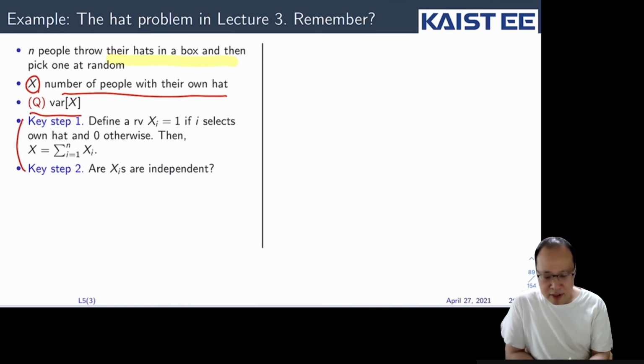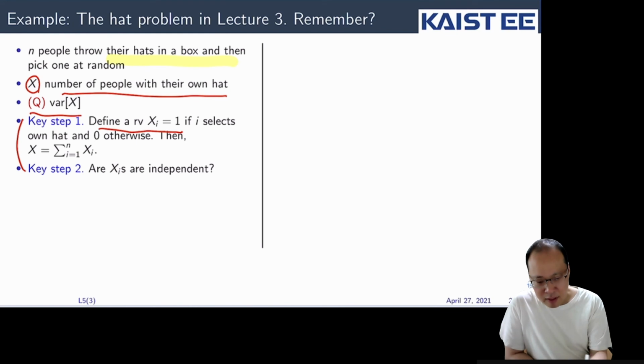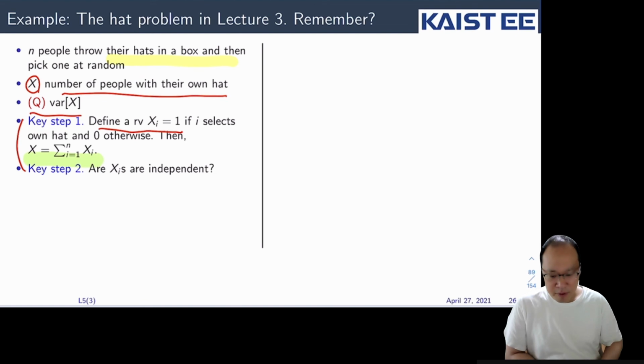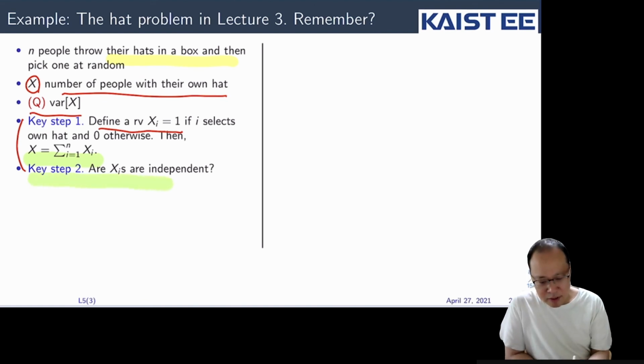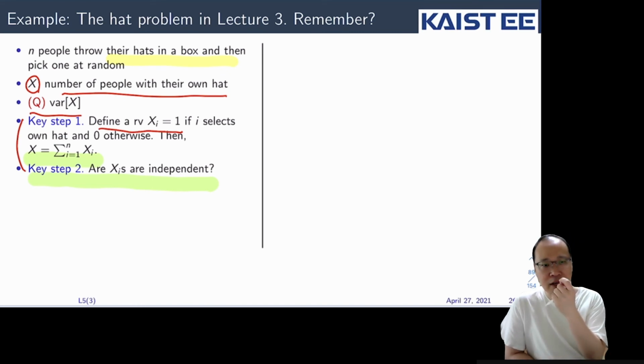And in computing this, there were 2 key steps. First, we define a random variable xi equal to 1, which is a Bernoulli random variable, if person i selects their own hat, and 0 otherwise. That's why x is the summation of xi over all people. The second key step was asking whether the xi's are independent. The answer was no, because for example, depending on whether the first person picks their own hat or not, the second person's result depends on that.